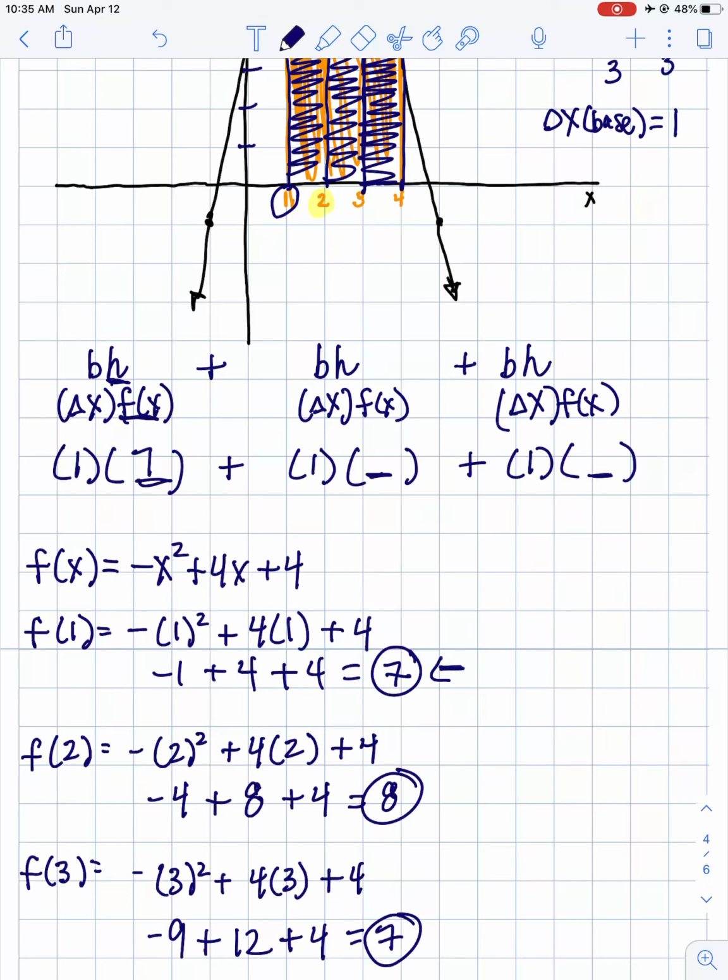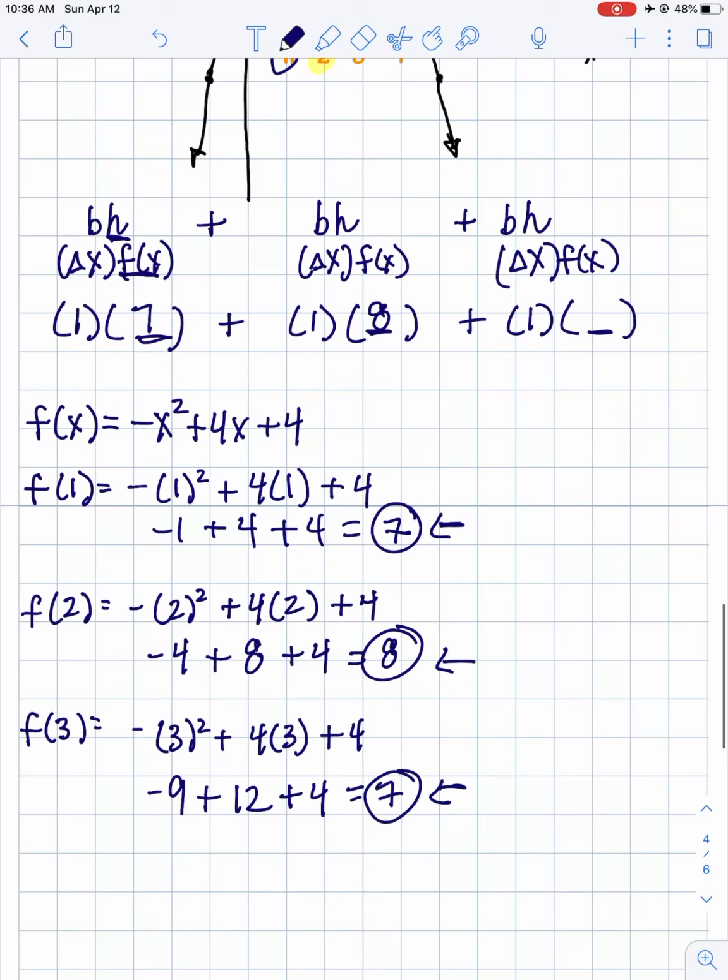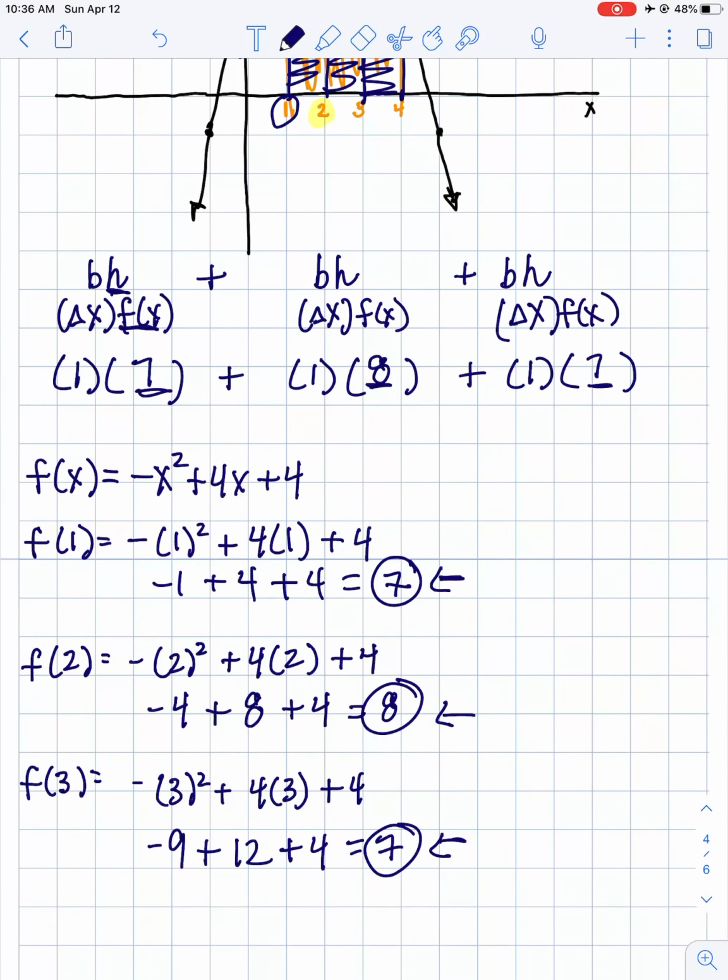Okay, so if I take a look at this, the height of the first rectangle is 7, so I'm going to plug in a 7. The height of the second rectangle is 8. And the height of the third rectangle is 7. And so because this is such an easy problem, 1 times 7 is just 7.